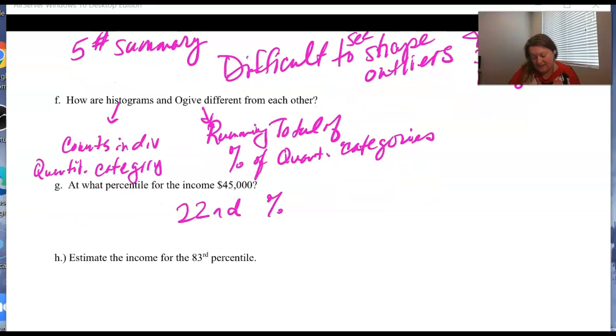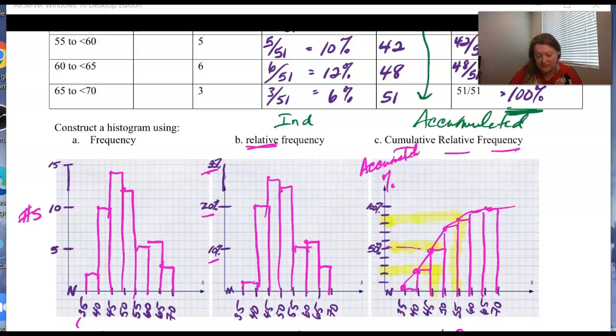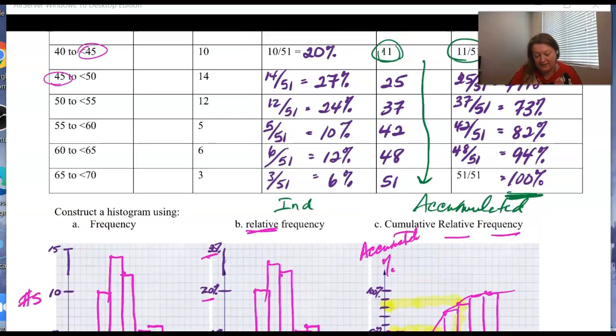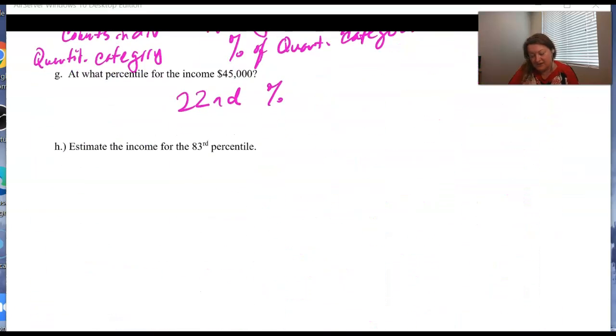Then it says estimate the income for the 83rd percentile. Again, I'm going to go back to my table instead of trying to read that really cruddy graph. The closest I get to it is an 83, and an 83 would have happened right at the 60. So I'm going to estimate it as close to there as I can.